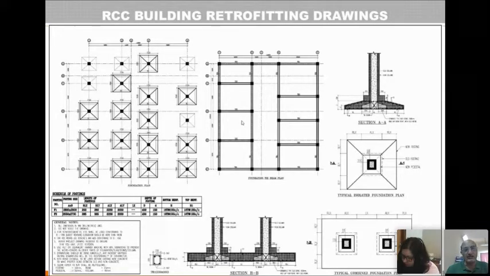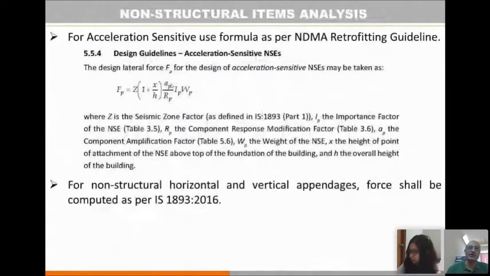At the same time, you have to see the cost economics. You also have to see how much time window you are providing for the retrofitting work to be undertaken. So this was very good for the structural members of the masonry and RCC frame buildings.